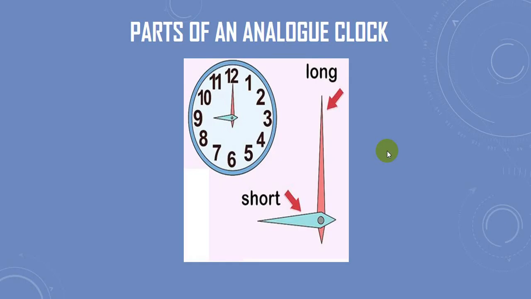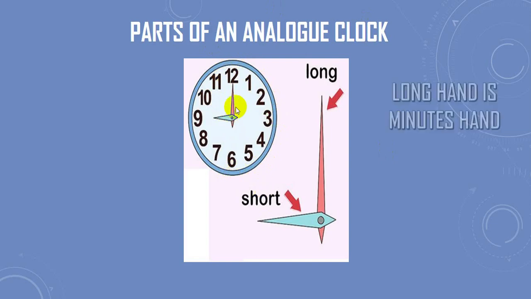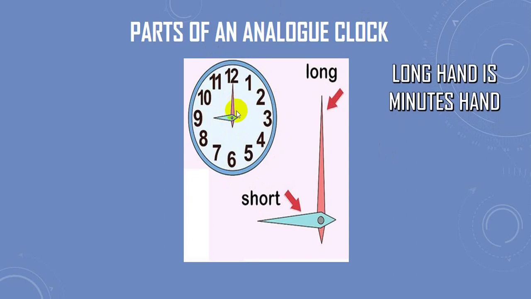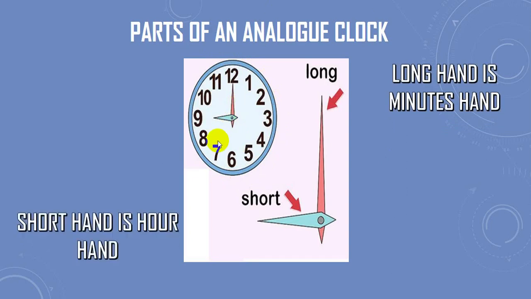Nowadays we use different devices to tell the time. We use mobile phones, wristwatches and wall clocks. Today our focus will be on the analog clock. An analog clock has hands in it. The longer hand is known as the minute hand and the shorter one is known as the hour hand.